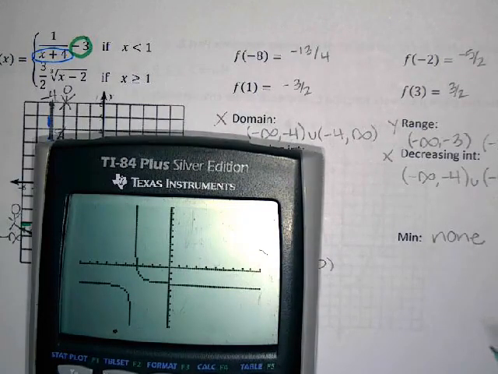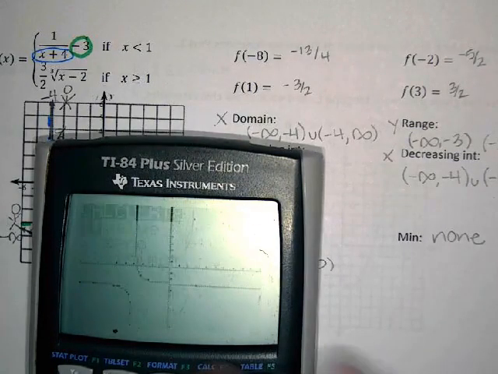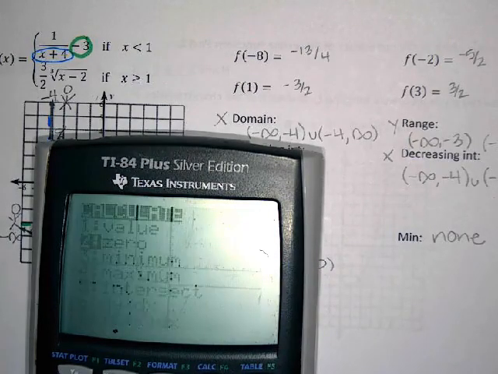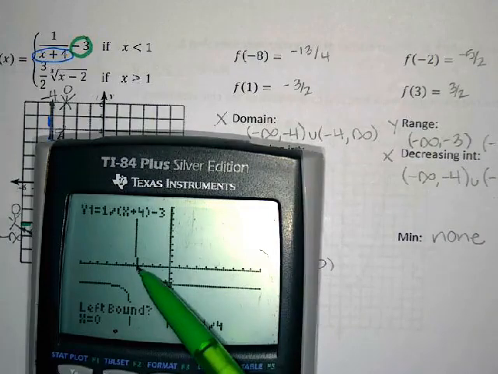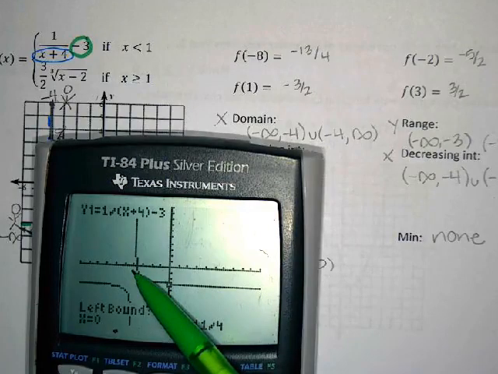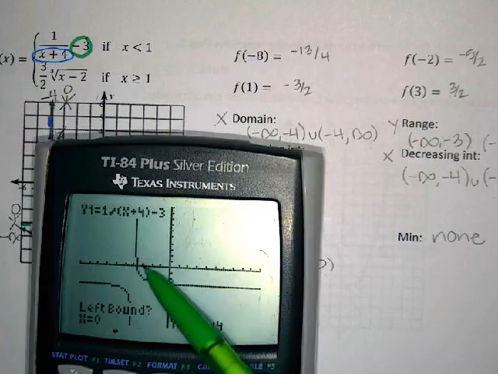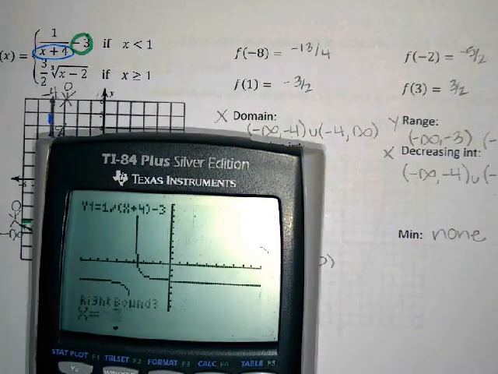Second trace. Yep, 0 is the x. 0 is another word for x-intercept. So second trace number 2. And we do the left bound and right bound. And the x-intercept is between what 2 numbers? Yeah, looks between -4 and -3. Okay, so the x-intercept is -3.667.